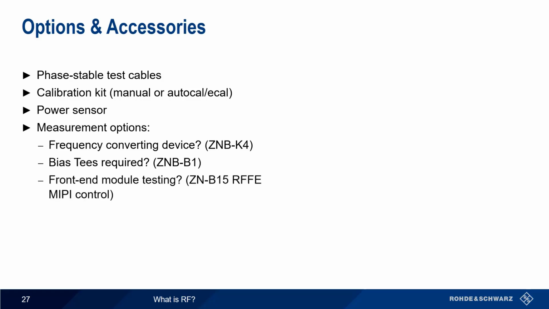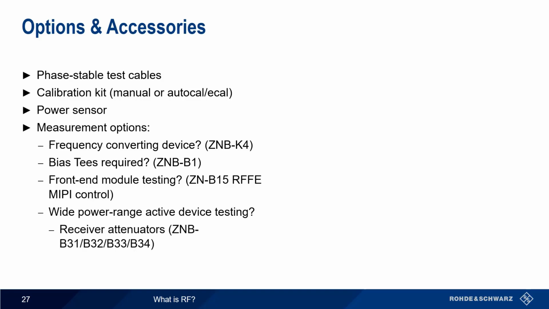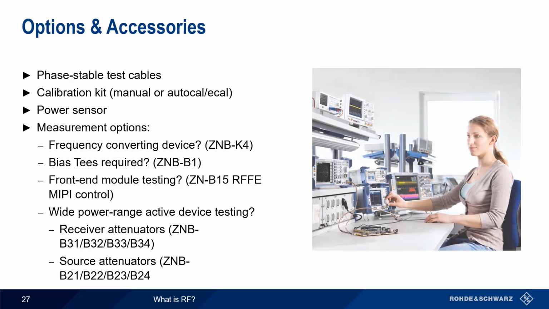More complicated test devices, like front-end modules, might benefit from a MIPI control interface, whereby the VNA itself sends commands to place the device into particular operating modes, speeding up testing. For amplifier tests, I mentioned the importance of receiver attenuators to prevent the VNA receivers from being overloaded by high input levels. For some extremely high-gain devices, additional source attenuation may be required to provide very low input power levels to the DUT.